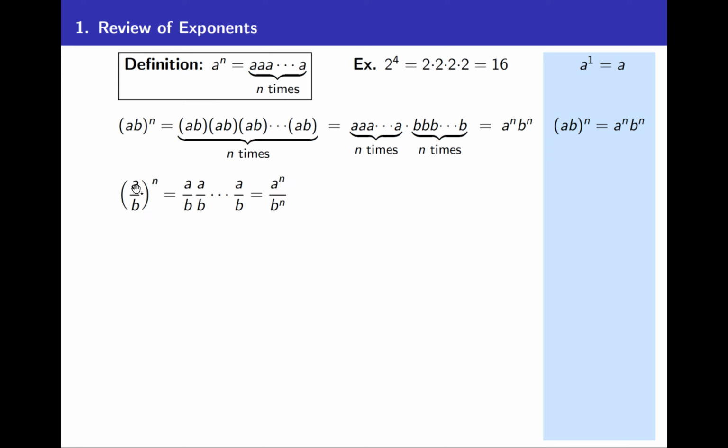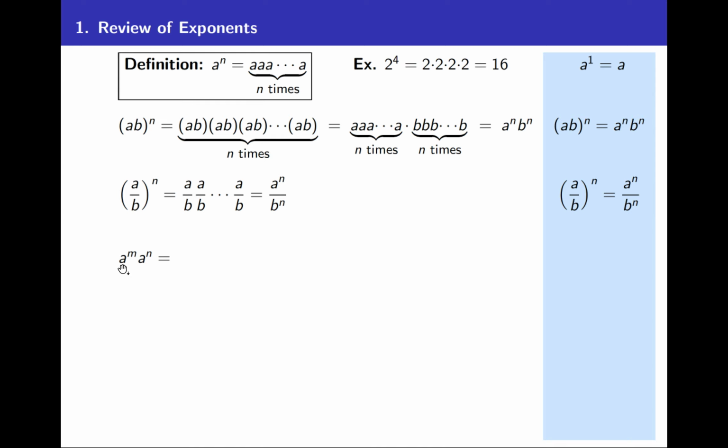You could also do a over b to the power of n, and that's just a over b times itself n times. And if you do that, you have a times itself n times on top, that's a to the n, and b times itself n times on the bottom, that's b to the n. So our property here is a over b to the power of n is a to the power of n over b to the power of n. This should all be familiar to you.